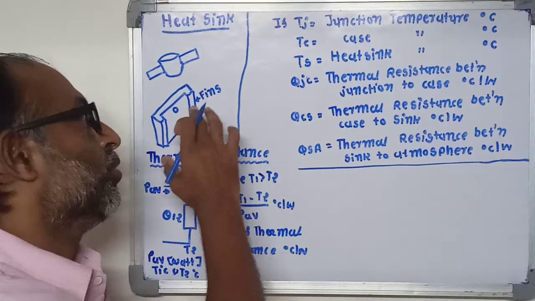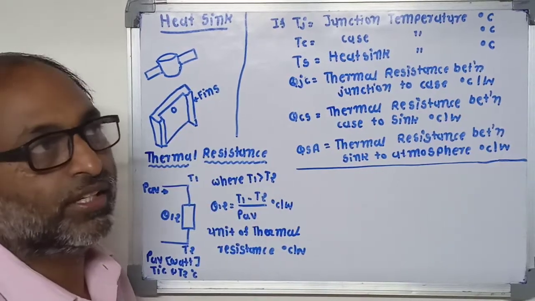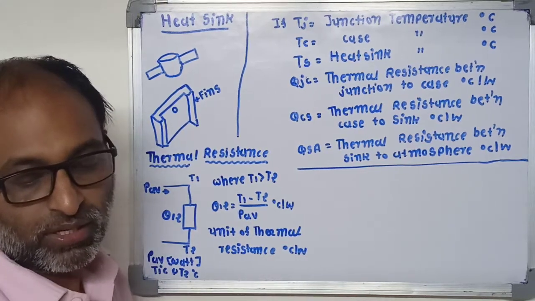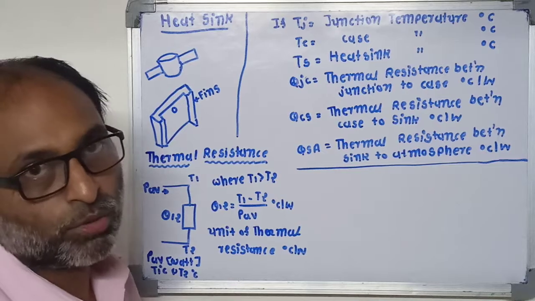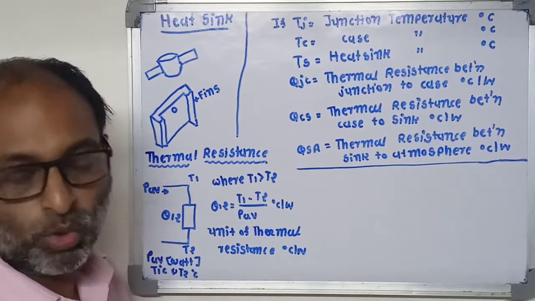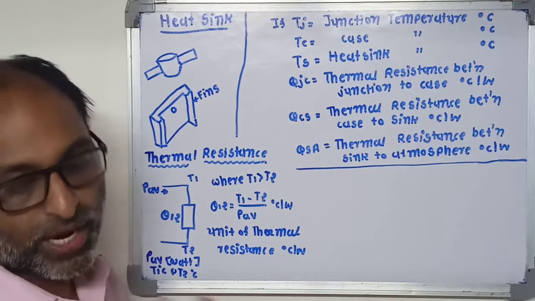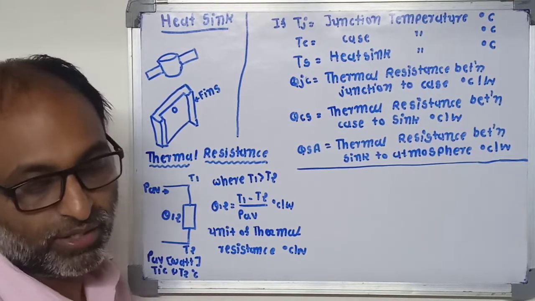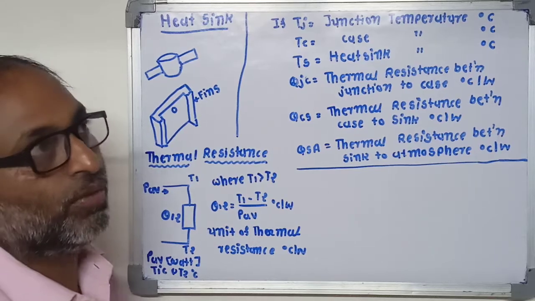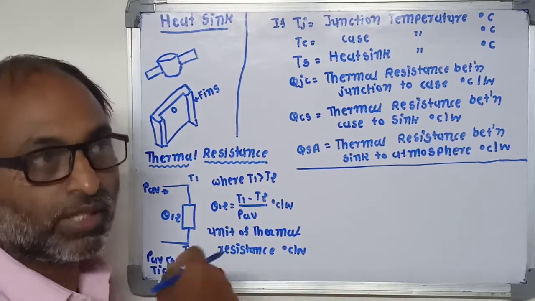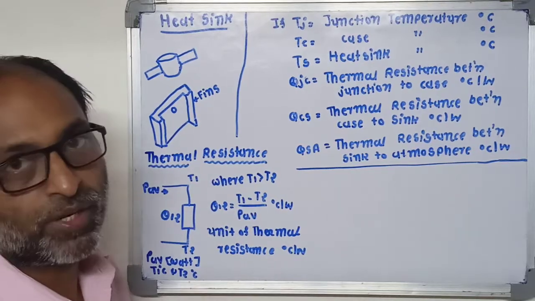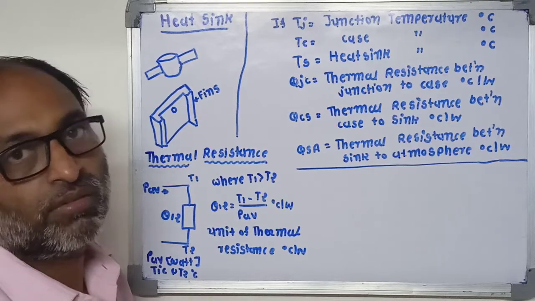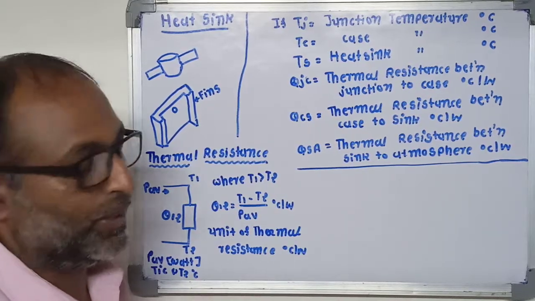So, fins are provided on the heat sink to increase the surface area. The heat dissipation from the heat sink to the atmosphere is by convection. More heat is dissipated into the atmosphere due to the radiation of the black coated heat sink. So, normally the heat transfer from the heat sink to the atmosphere is by convection, but sometimes a cooling fan is used when required.